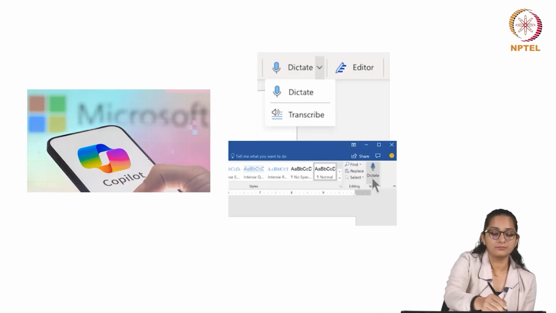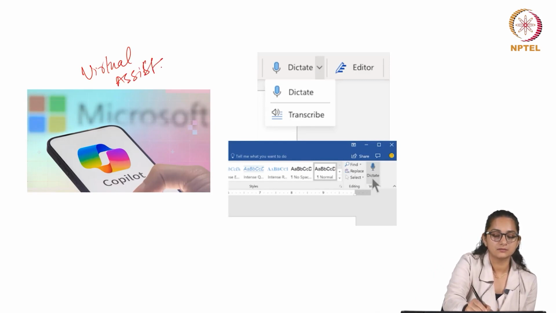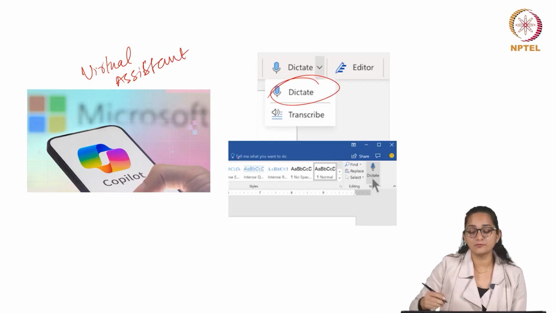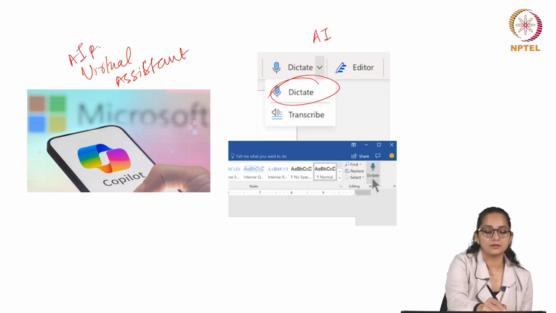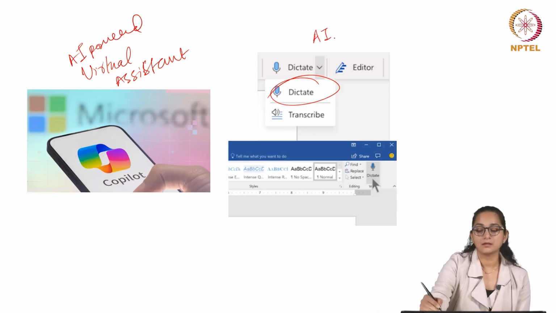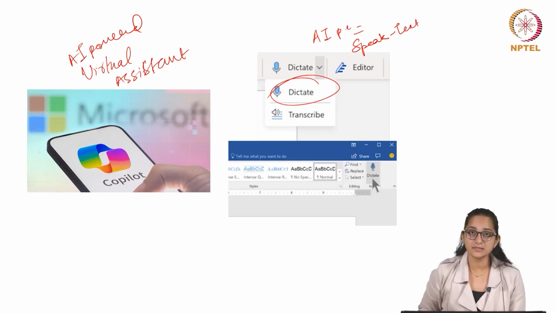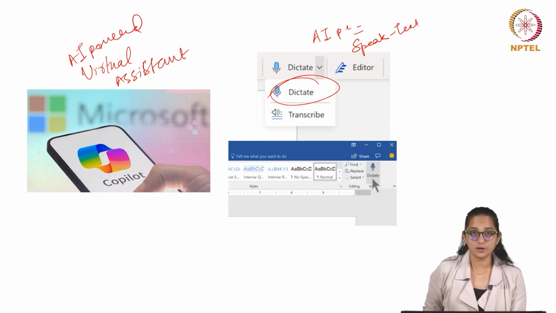Yeah, so something like Copilot is also an example of a virtual assistant. And the dictate feature on Word, for example, is an example of AI powered speech to text input. You can just dictate and make a document.